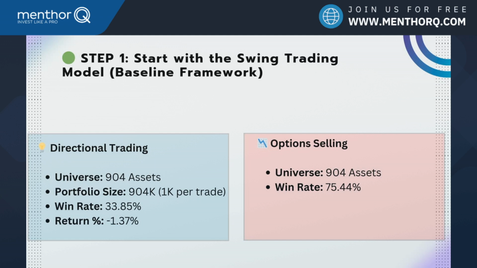If we look at a simple option selling strategy over 904 assets, our win rate was 75.44%. That means that the price at the end of Friday closed above the lower band or below the upper band in 75.44% of the cases. So what does that mean? That means that if you were to sell credit spreads, you would have been right in 75.44% of the cases. And of course, there's risk management involved, and we're not going to go into that. This is really simply to show you the accuracy of the data.